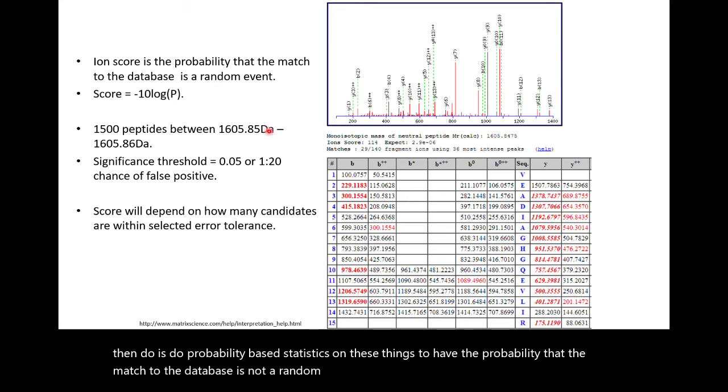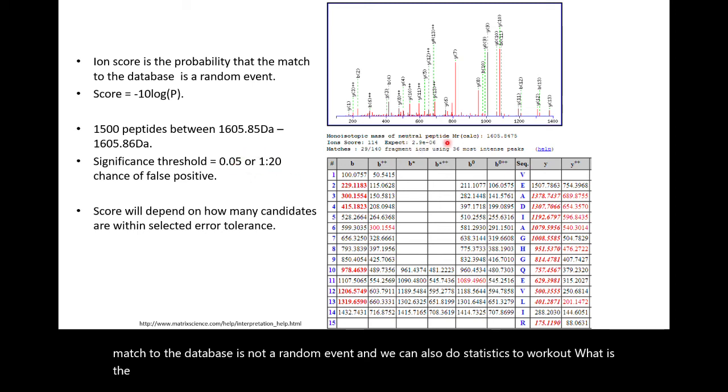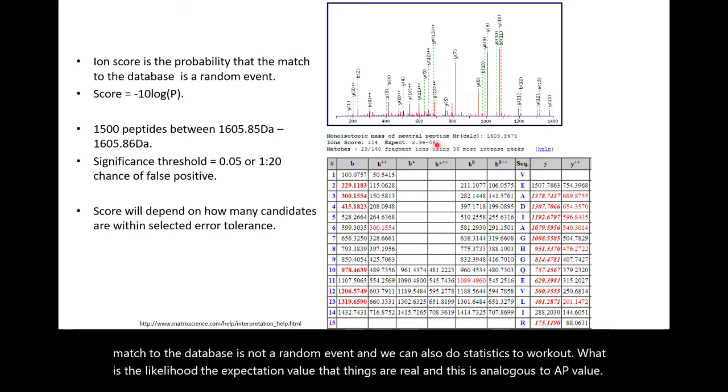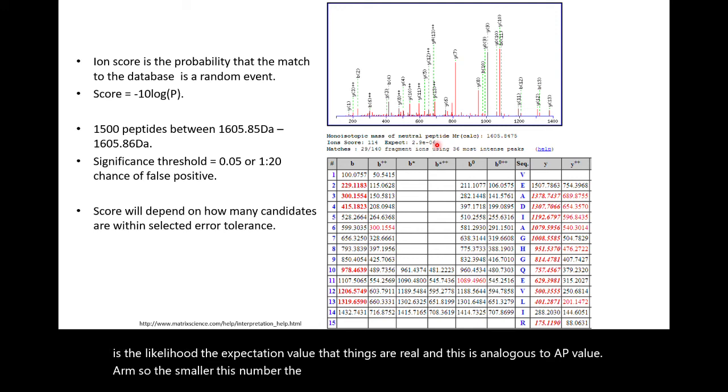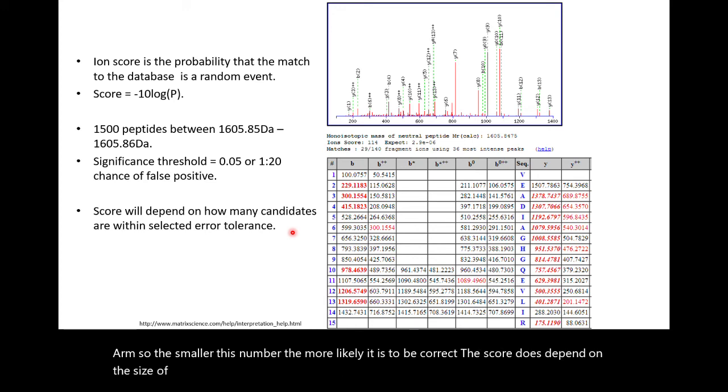And we can also do statistics to work out the likelihood, the expectation value, that things are real. And this is analogous to a p-value. So the smaller this number, the more likely it is to be correct. The score does depend on the size of the input data from the mass spectrometer and also the size of the database. So statistics will change depending on what goes in and what comes out.